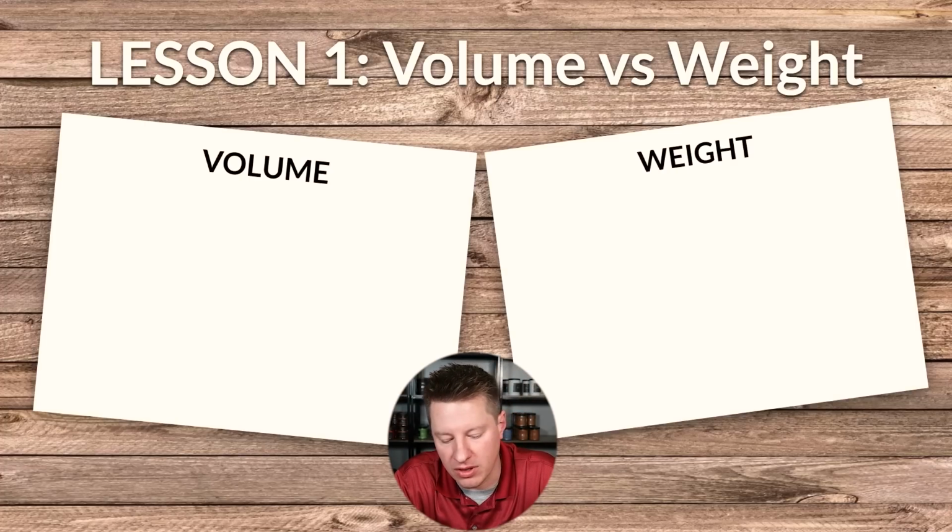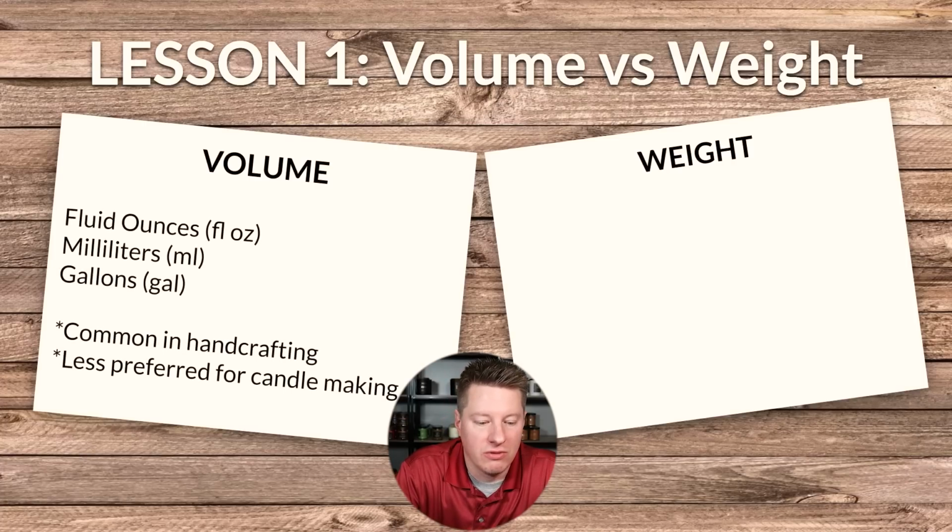First of all, let's start with volume. With volume, we are talking about fluid ounces, milliliters, gallons, things like that. So a lot of your materials might be sold in volume measurements. For example, some companies do sell their fragrance oils by fluid ounces, like Nature's Garden, for example, but there are several others. And they do that because in other handcrafts, soap making, making lotions, and others, a volume measurement is used quite frequently. As you see here, I mentioned that it is common in handcrafting, but it is a little less preferred when it comes to candle making.